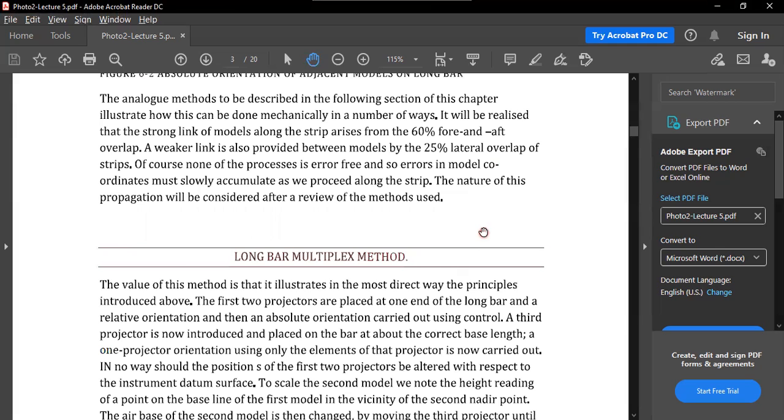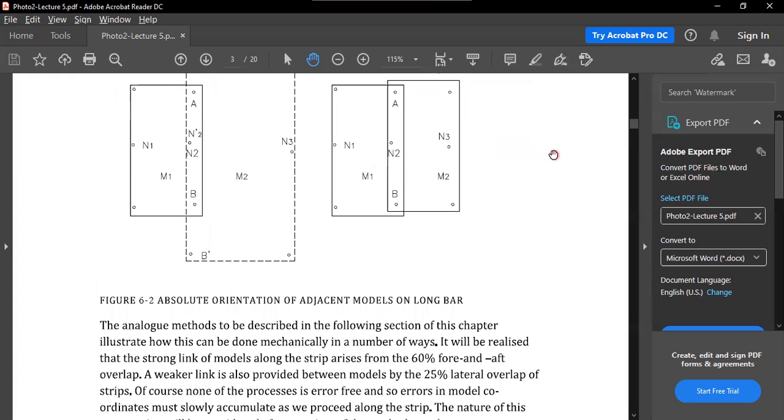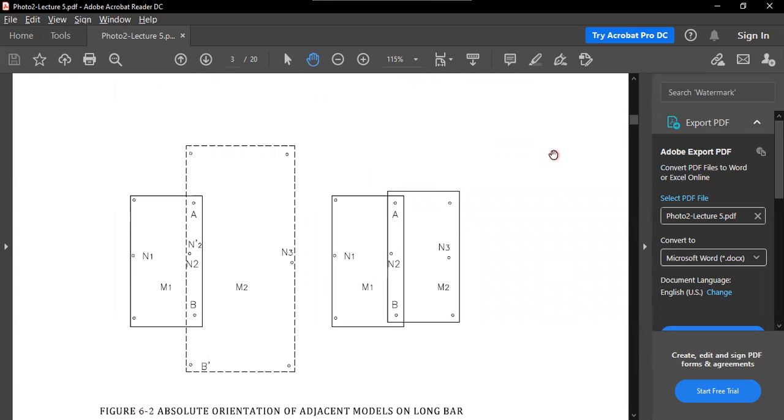So what do you do after that? To scale the second model, we know the height reading of a point on the baseline of the first model. So in other words, the trick is to know that for my first model that I've done, the height for a point which is actually common to the two models is this value. So we know the height reading of a point on the baseline of the first model in the vicinity of the second nadir point. So we are referring to N2, N2 prime.